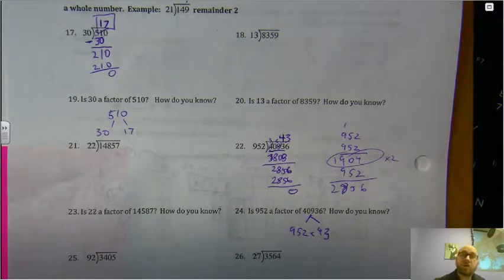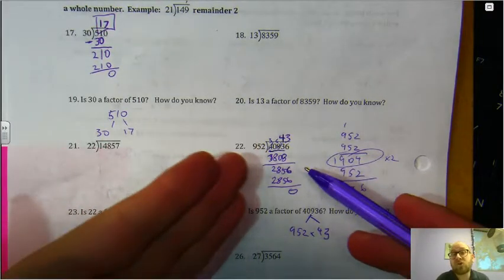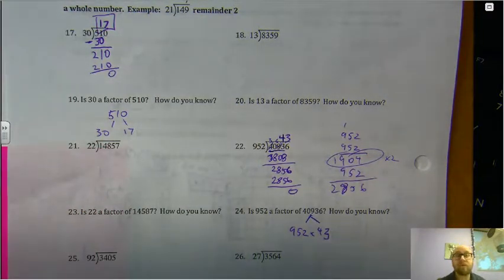Okay, so figuring out these factors is going to be important. Now, if you ever end up with a remainder on one of these problems, then whatever you're plugging in is not going to be a factor. So keep that in mind. The remainder means it's not a factor, it doesn't fit in perfectly.